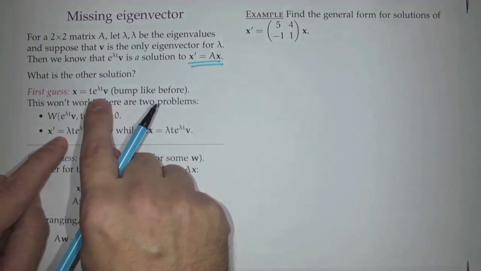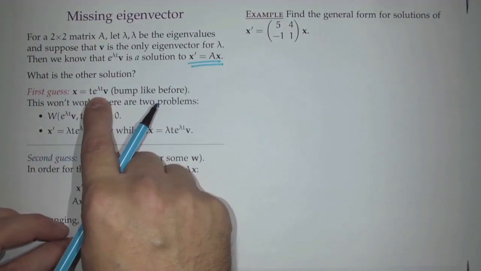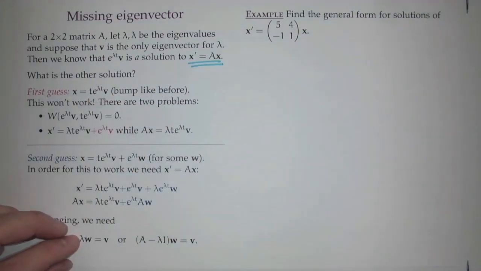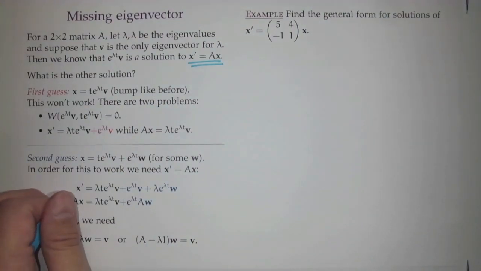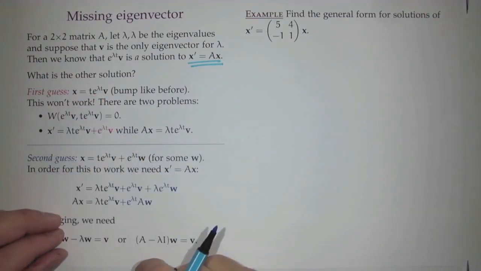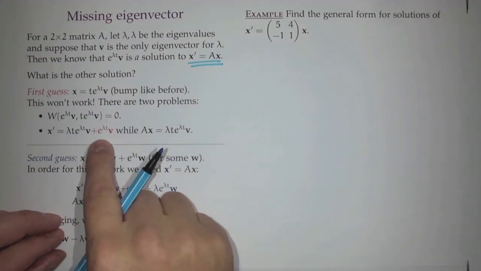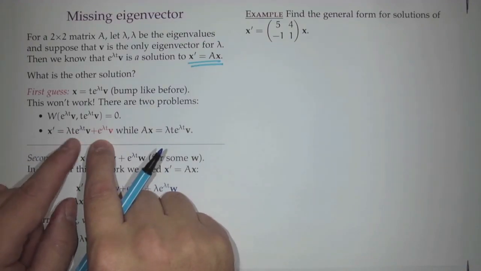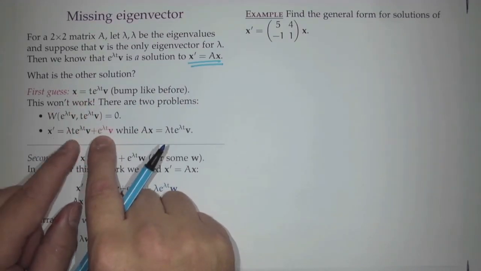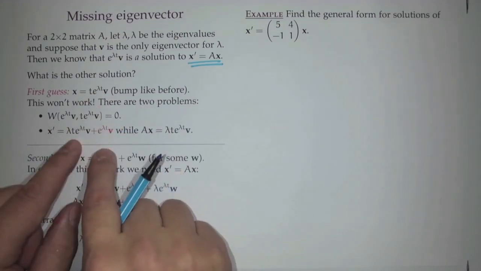X prime. Well, for t e to the lambda t, what rule do we need to take the derivative? Product rule. Now, the v acts like a constant, it doesn't change at all. It's always v. So what's the derivative of t times e to the lambda t? There'll be an e to the lambda t and also a lambda t e to the lambda t. So this e to the lambda t is if you take the derivative of t. This lambda t e to the lambda t is if you take the derivative of e to the lambda t.